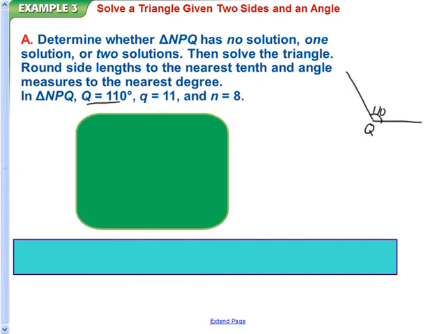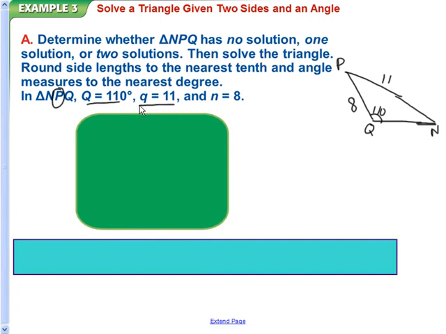So if that was our angle, our side, which is over here, is 11. And the other side, which would be over here, is going to be 8. So since it's greater, that means we can connect it down and make our triangle. This is going to be N over here. We look back to see what's our other letter, P.